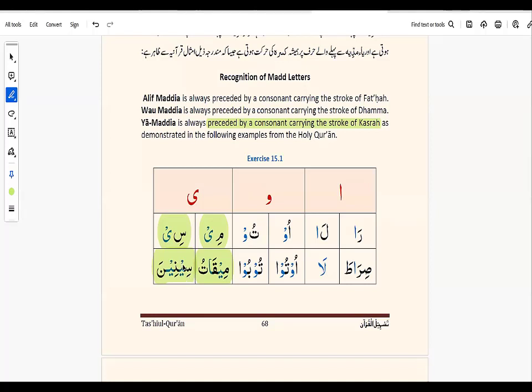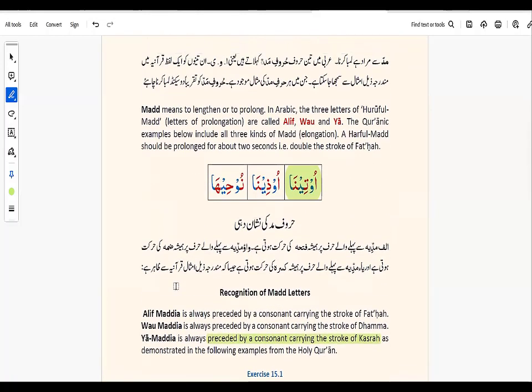Well done. So next we can see there is ya with sakin, sukoon, also known as jaz. So this is ya sakin. So as you demonstrated to us very well, it is sinina. And you had told us very well, well done, mashallah, that it should be prolonged for 2 seconds, as it has been shown above over here. A harful mad should be prolonged for about 2 seconds, i.e., double the stroke of fatha.